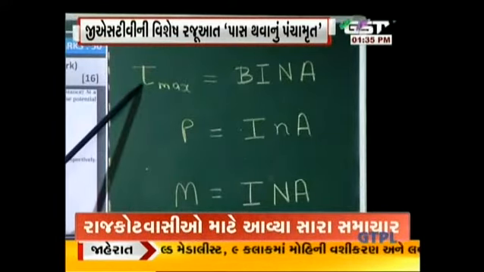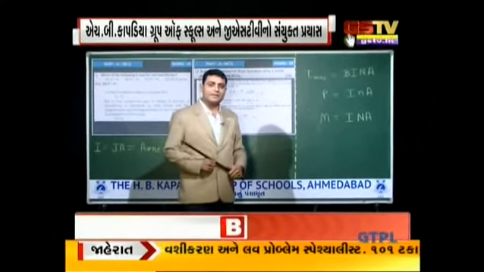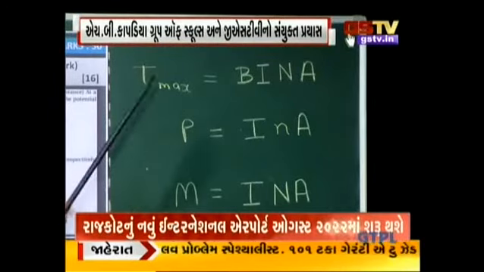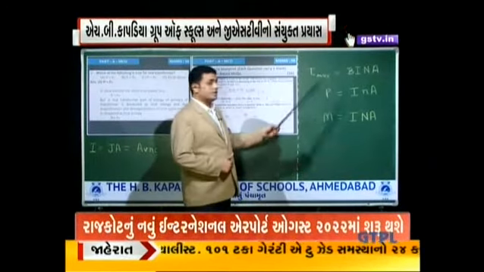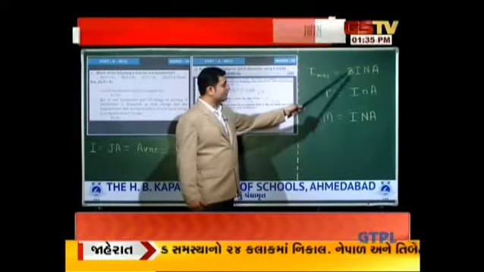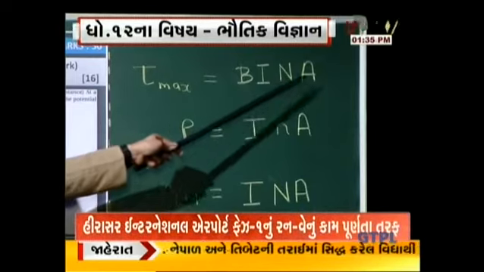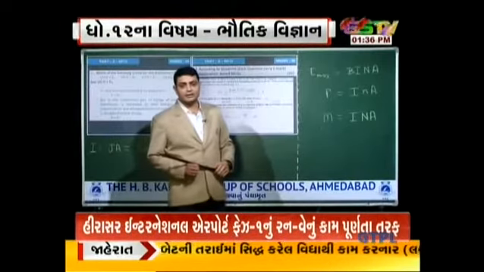One is tau max. Tau max means it is the maximum torque acting on a rectangular coil when it is kept in a magnetic field. Also, this formula is applicable for galvanometer. So, tau max is equal to BINA. This is the formula where B stands for magnetic field, I is electric current, N are the number of turns in a rectangular coil, and A is the total area of the coil.